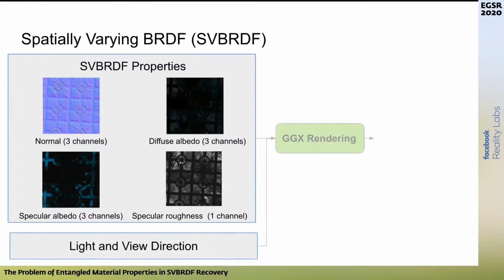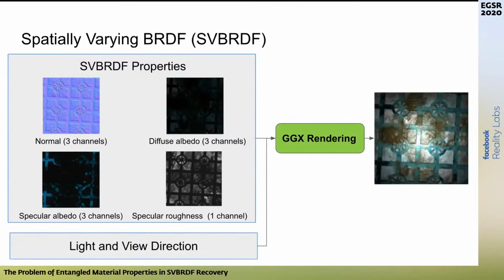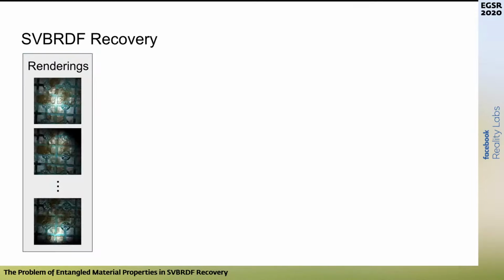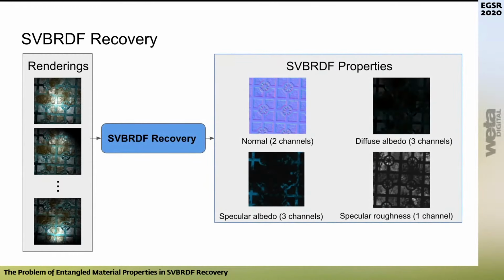We then input these material property maps along with light and view directions into our GGX rendering function to get a rendering of the material. In this paper, we focus on the problems encountered during SVBRDF recovery. SVBRDF recovery is concerned with deriving the material properties of an object from one or more images of the material. Doing so will enable us to re-render the material for other tasks, such as modeling the material in a video game environment, or using the recovered maps in downstream tasks, such as using them to classify the material type.